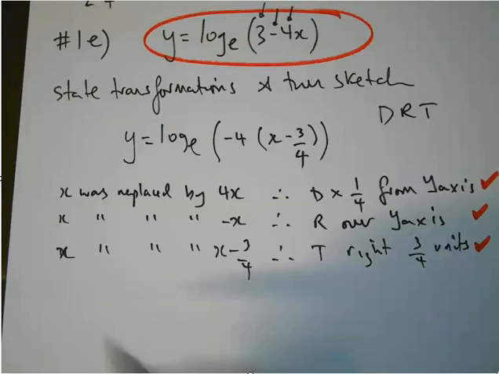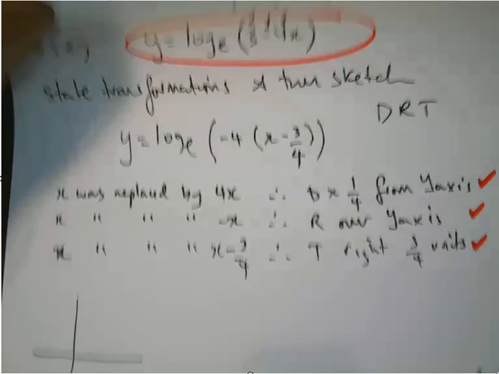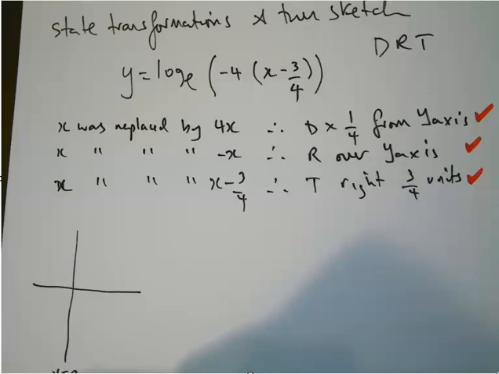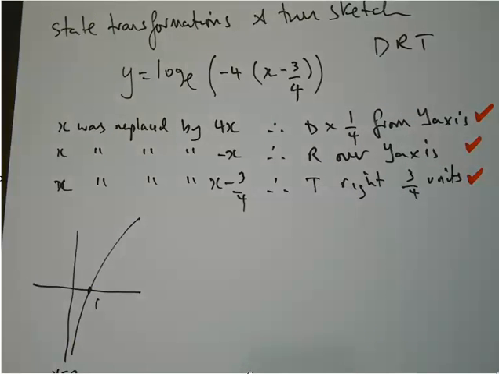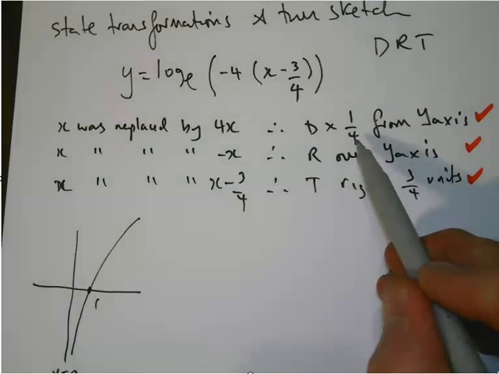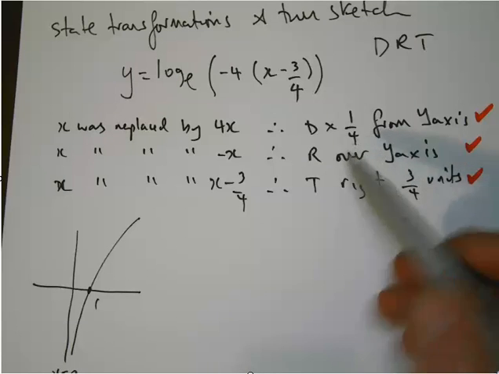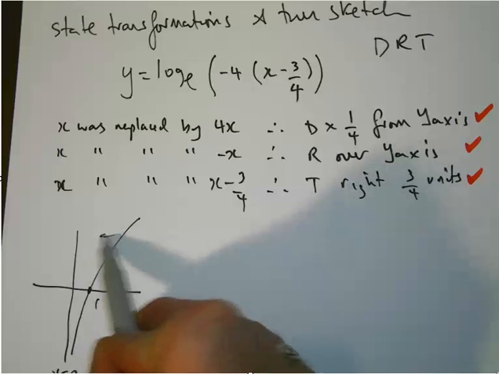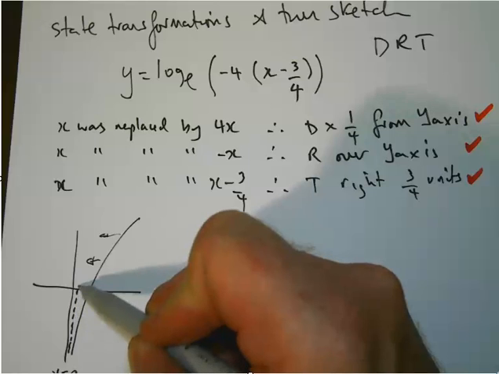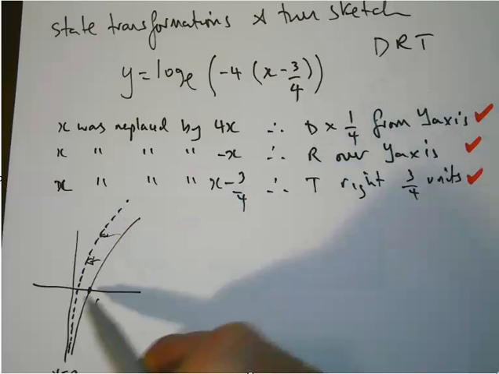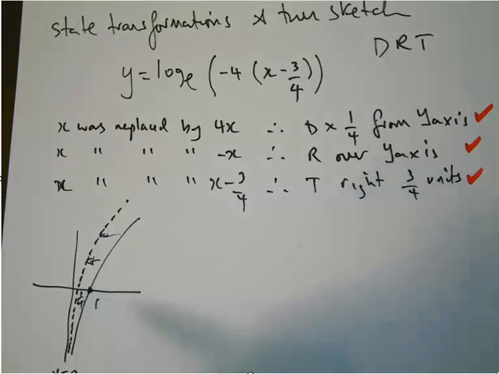Okay. The logarithm would have had an asymptote at x equals 0 and would have looked like this, going through at 1. However, when we had a dilation by 1/4 from the y-axis, that was a squash towards the y-axis, so everything would have been squashed in and we would have had it looking like that, and my x-intercept would have been moved to 1/4 as it was squashed towards the y-axis.